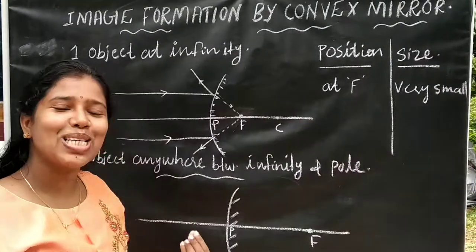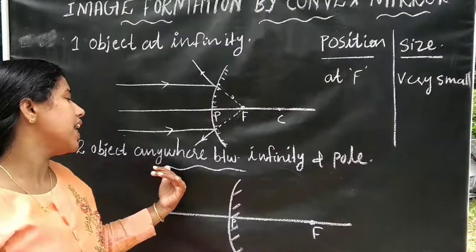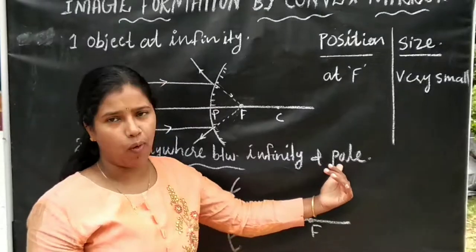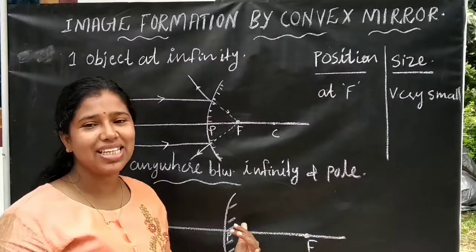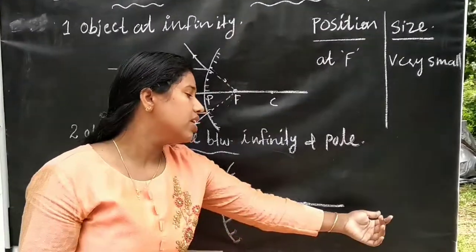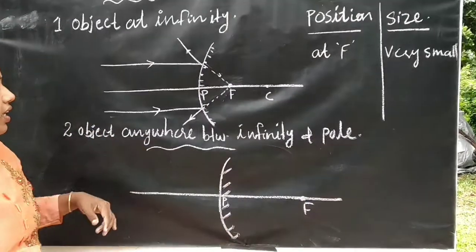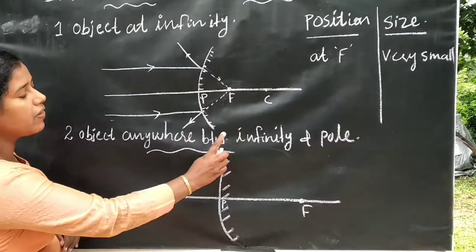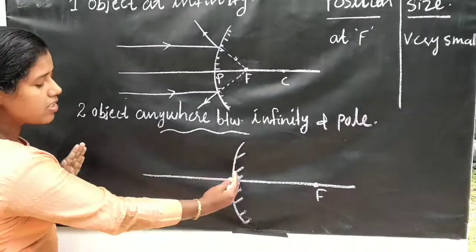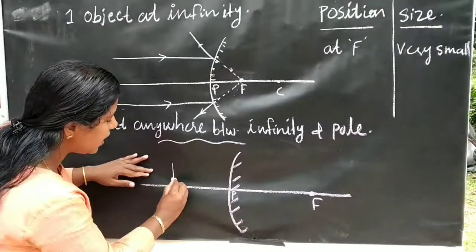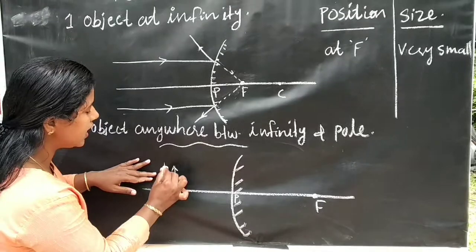Then second case. In case of convex mirror, we get only two cases. Second case, object anywhere between infinity and pole. This is how to draw the diagram. First we have to draw this principal axis, then this pole, focus. If you want, you can make the center of curvature here also. This is the convex mirror. Then the object is anywhere between infinity and pole. Then we can denote the object by the letters AB.